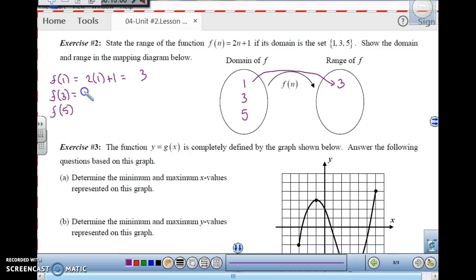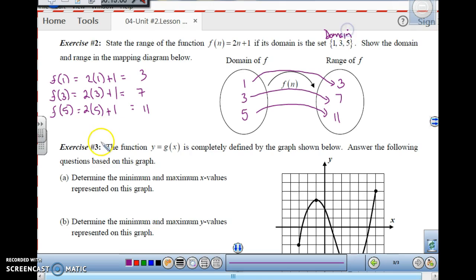When you have f of 3, 2 times 3 plus 1 is 6 plus 1, which is 7. So when you have 3, the range is going to be 7. And then for 5, f of 5, when n is 5, 2 times 5 plus 1 is 11. So the domain is 1, 3, 5.